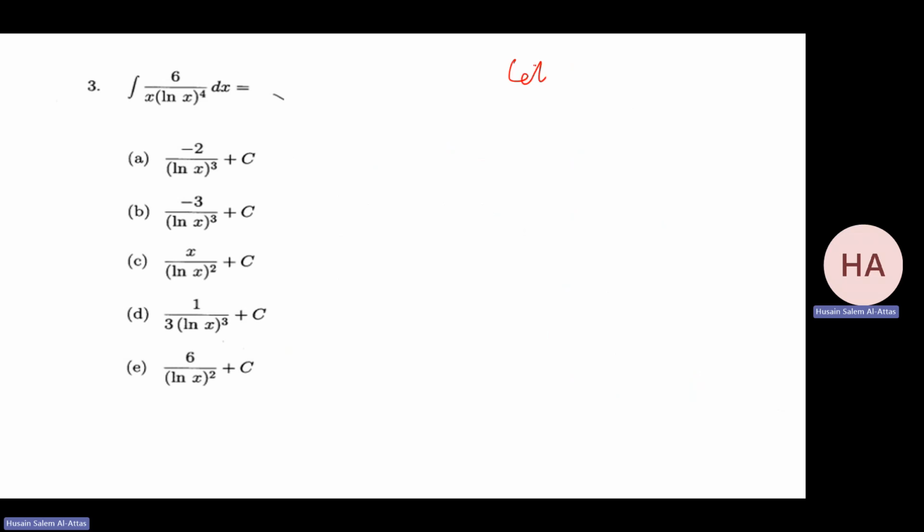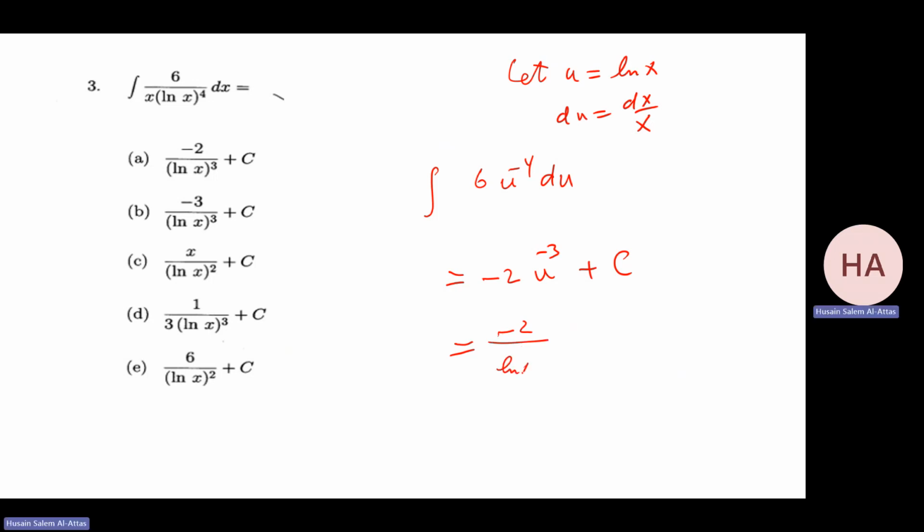Very clear. I will let u equal ln x. du will be what? dx over x. So the integral will be integral of 6 u to the power minus 4 du. That will be what? Minus 2 u to the power minus 3 plus c. So I have minus 2 over ln x cubed plus c, which is this one.